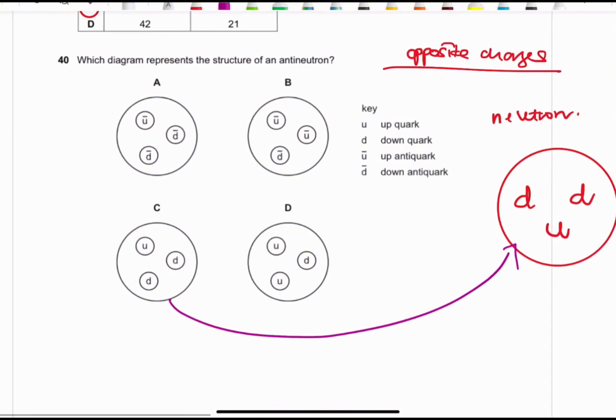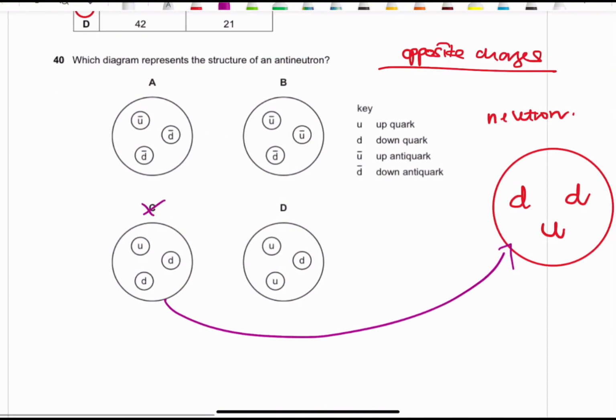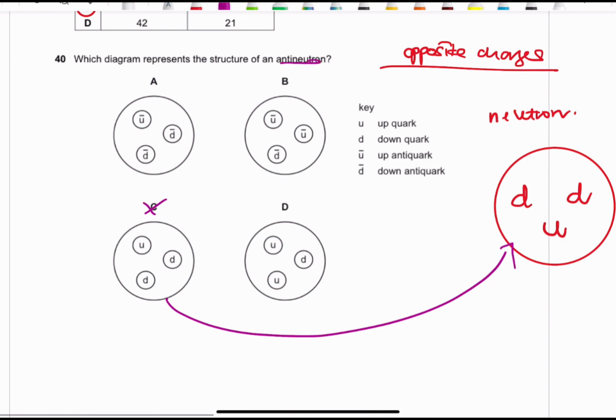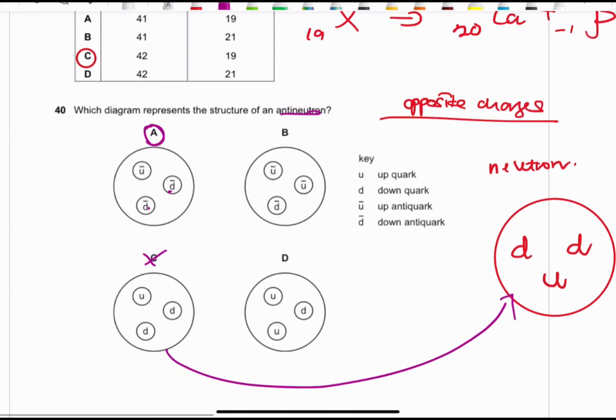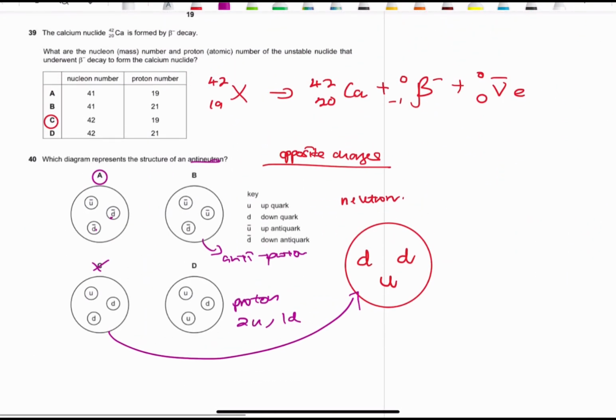This is basically a neutron, so it can't be C, because we want to find an anti-neutron. So if you have a down quark, you want an anti-down quark. If you have an up quark, you also want an anti-up quark. So the answer is going to be A. We have all of that being antimatter. It can't be B, and it can't be D, because this is a proton, which is 2 up quarks and 1 down quark, and this is an anti-proton, which is 2 anti-up quarks and 1 anti-down quark. Very important.